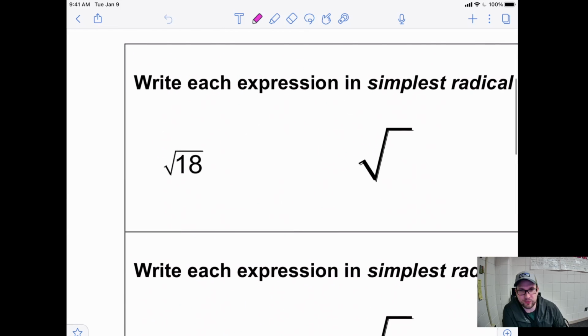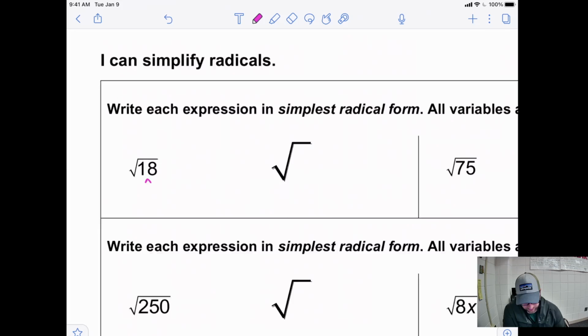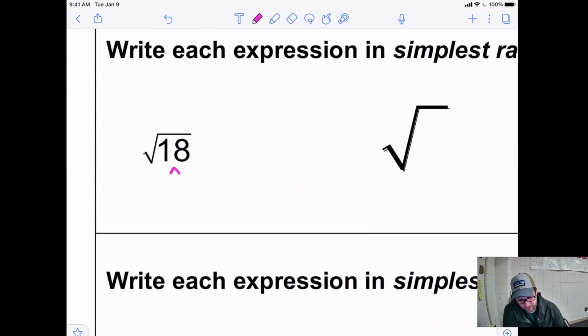So right here, we have the square root of 18. We're going to be asked to write that in simplest radical form. So what that means is you're going to have to break this down. Now, if you're looking at this, you're like, man, I don't got enough space. Grab a separate sheet of paper. Stretch it out some. The square root of 18 is going to be 9 and 2, which is going to be 3 and 3 and 2.